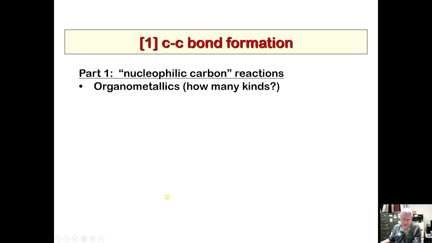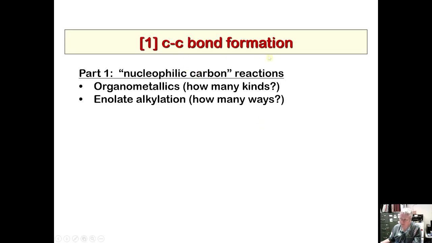Okay, so now we're going to enter CC bond formation, and first thing we're going to do is talk about nucleophilic carbon, which are, generally speaking, Grignards. Well, organometallics. How many different kinds of organometallics? Well, kind of two. I mean, Grignards and lithiums do basically the same thing. Organolithiums, organomagnesiums, also called Grignard reagents, they all kind of do the same thing. But there's also the cuprates, which are their own kind of weird class of organometallic reagents.